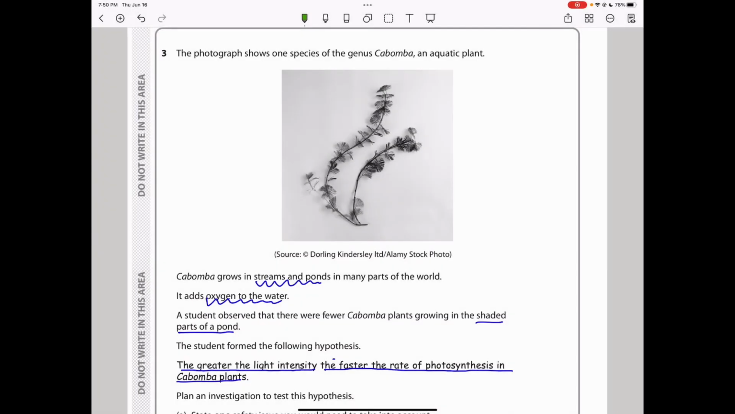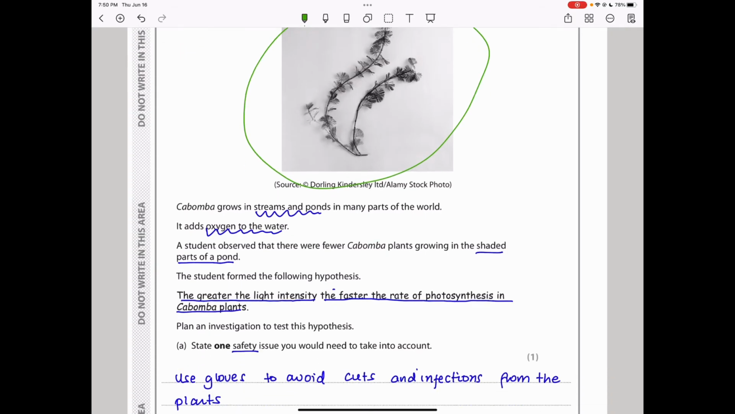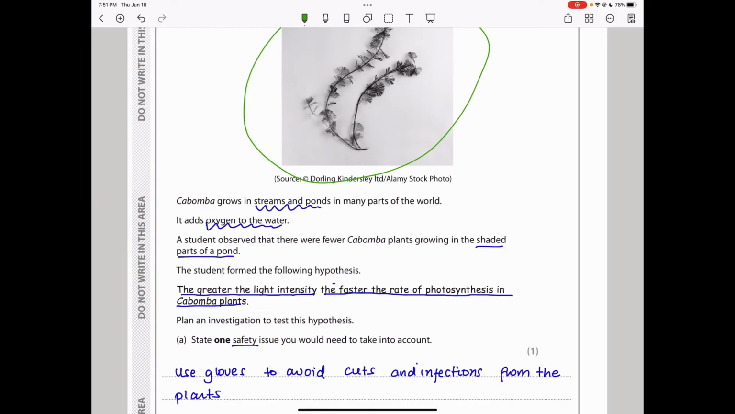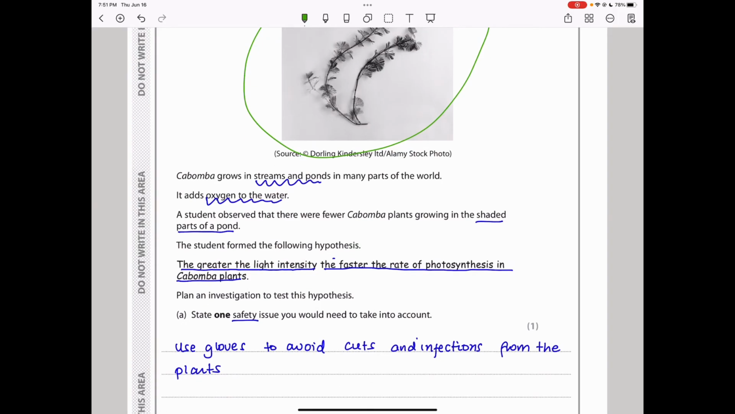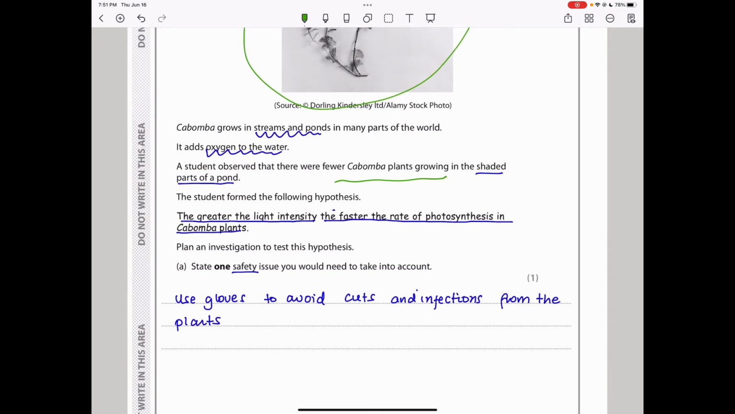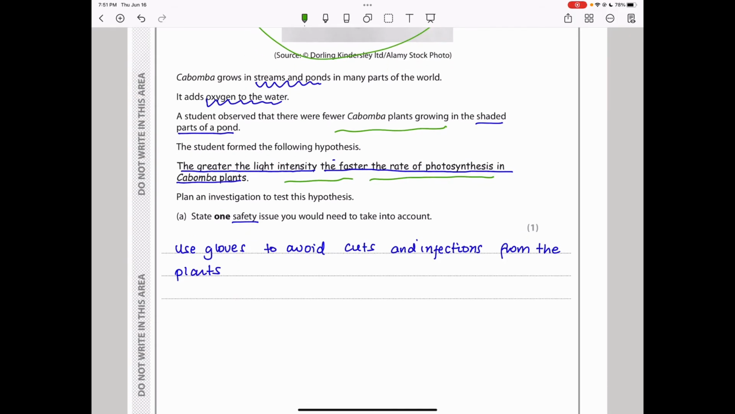Question 3. The photograph shows one species of genus Kabomba, an aquatic plant. So this is the plant we're talking about. They say Kabomba grows in streams and ponds in many parts of the world. It adds oxygen to the water. A student observed that there were fewer Kabomba plants growing in the shaded part of the pond, and the student formed the hypothesis that the greater the light intensity, the faster the rate of photosynthesis in Kabomba plants. They say plan an investigation to test this hypothesis.